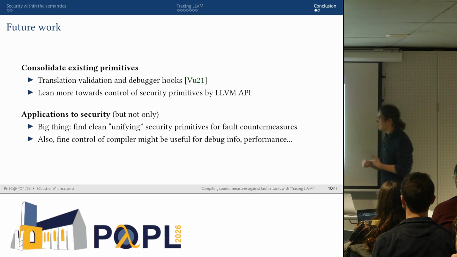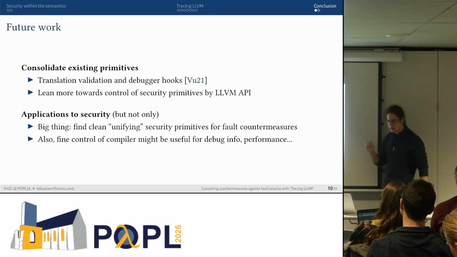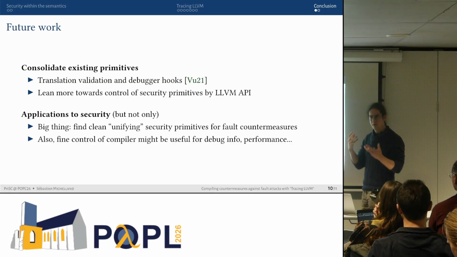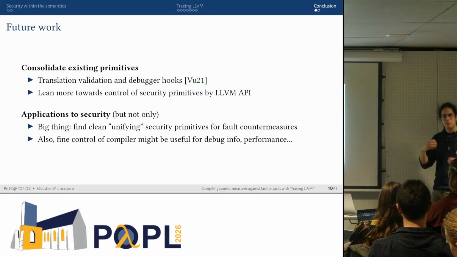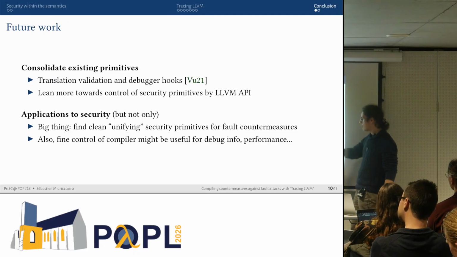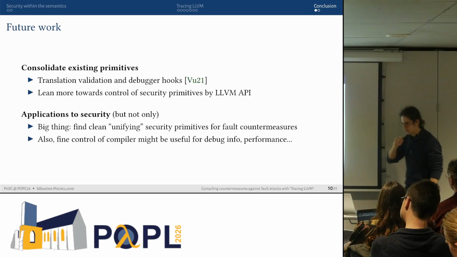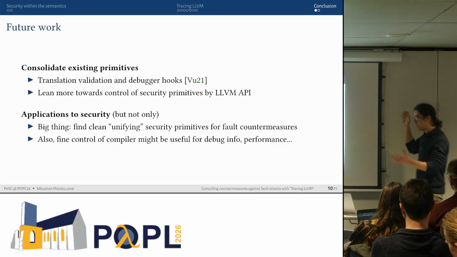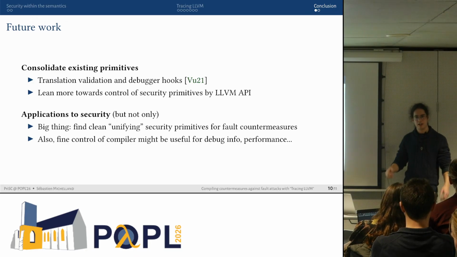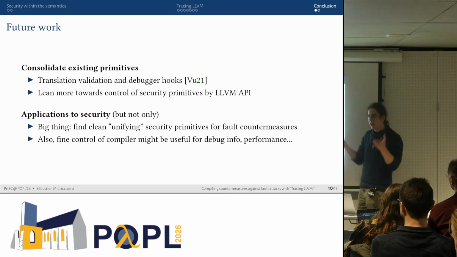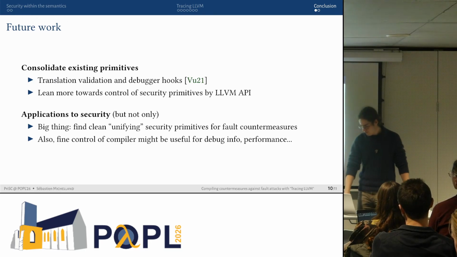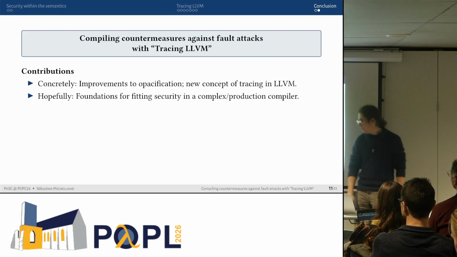And then some things that I'm interested in is that this set of primitives allow you to better control the way that the compiler compiles the program. And it might not be useful only for security. That's an open question. I'd like to test that, for instance, for debugging info performance or things like this. The big issue is finding out what kind of security primitives you would have to put in the compiler to write security countermeasures. What's a unifying security language for the compiler that would be useful? That's a big question.